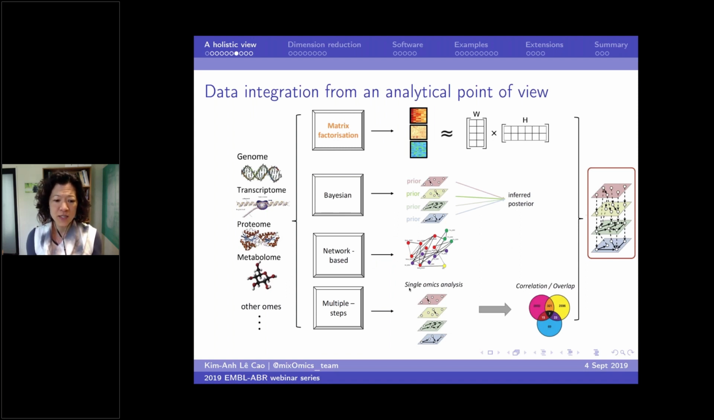And there are different types. The simple one is a multi-step approach where you would analyze each omic data set individually and then somehow combine the results. There are other methods that look at the correlation structure between all these different omics molecules. You also have Bayesian approaches. My focus in mixOmics is to work with matrices and specifically to look at matrix factorization to extract the common information from those different data sets.